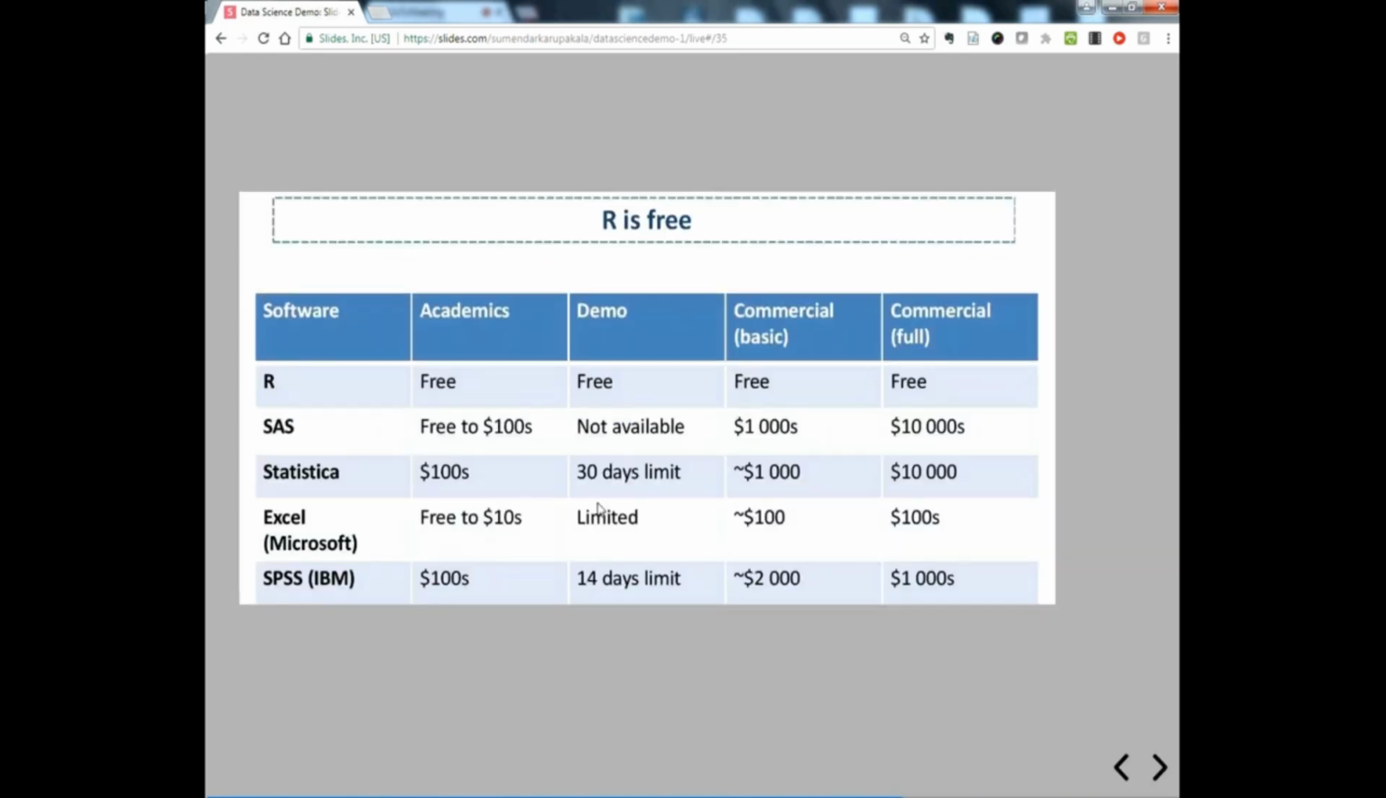And R is also free. You do not need to pay anything to work with R. It is not license based, compared to SAS or Excel or SPSS or Statistica. These are also statistical tools, but you have to pay. The company has to pay for the licenses.